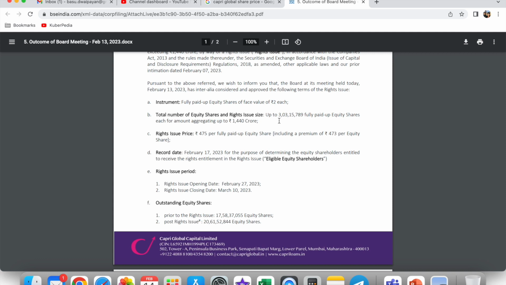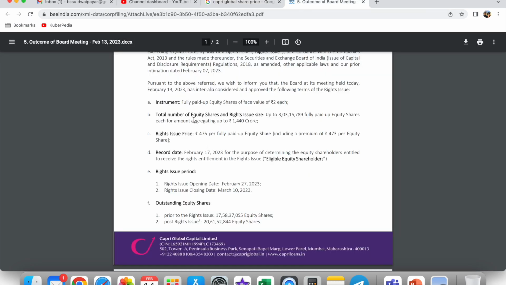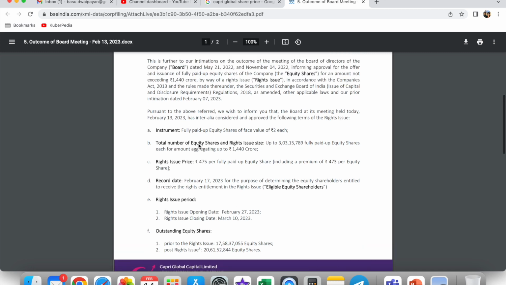That's exactly 3,3,15,789 shares. Now the price at which the company is giving the rights is 475 rupees. That's why in the thumbnail I have mentioned 40% discount, because at this stage the stock is trading at 779 rupees and this company is offering a share at 475 rupees. That means a 40% discount.